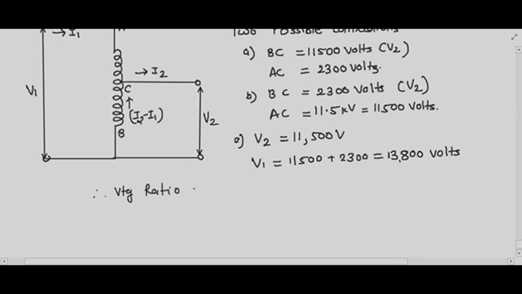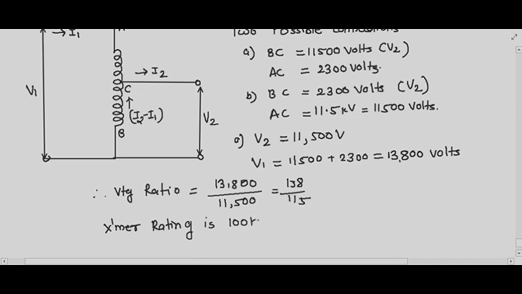So therefore, what is the voltage ratio? Voltage ratio equals to primary voltage divided by secondary voltage. What is secondary voltage? In the first possible connection, it is 11,500. So it will be 138 by 115, right? What is the transformer rating? Transformer rating is 100 kVA.